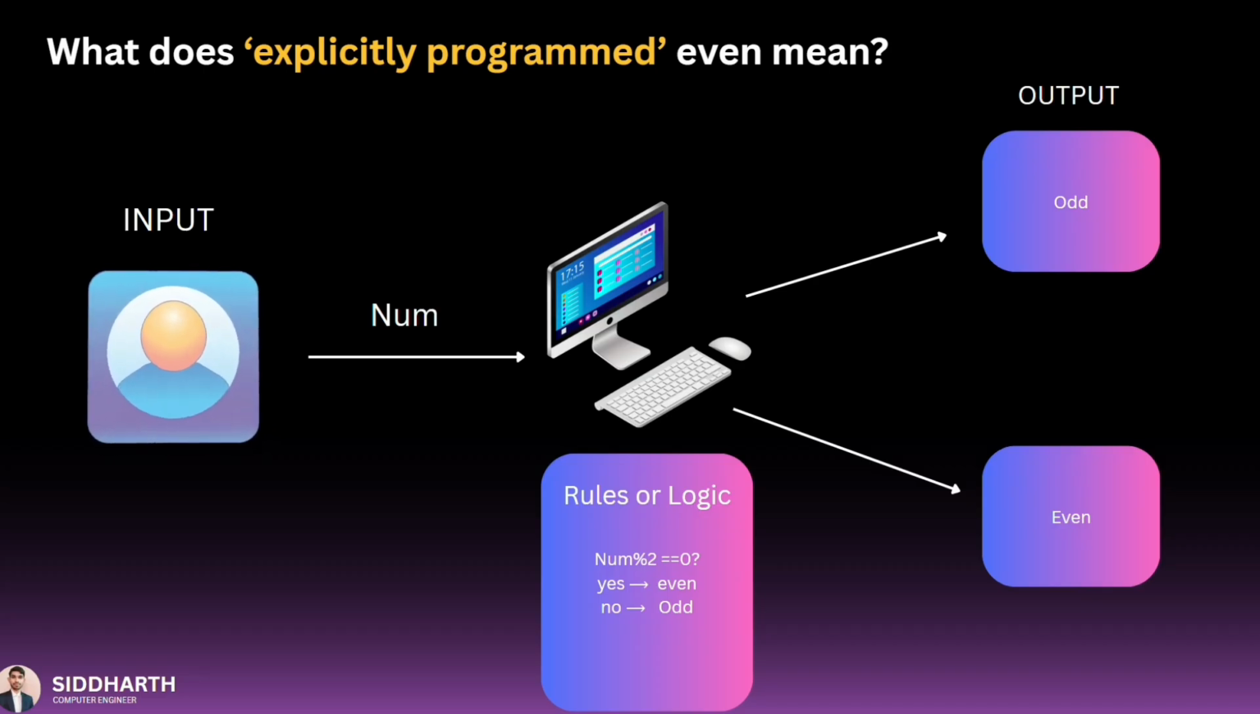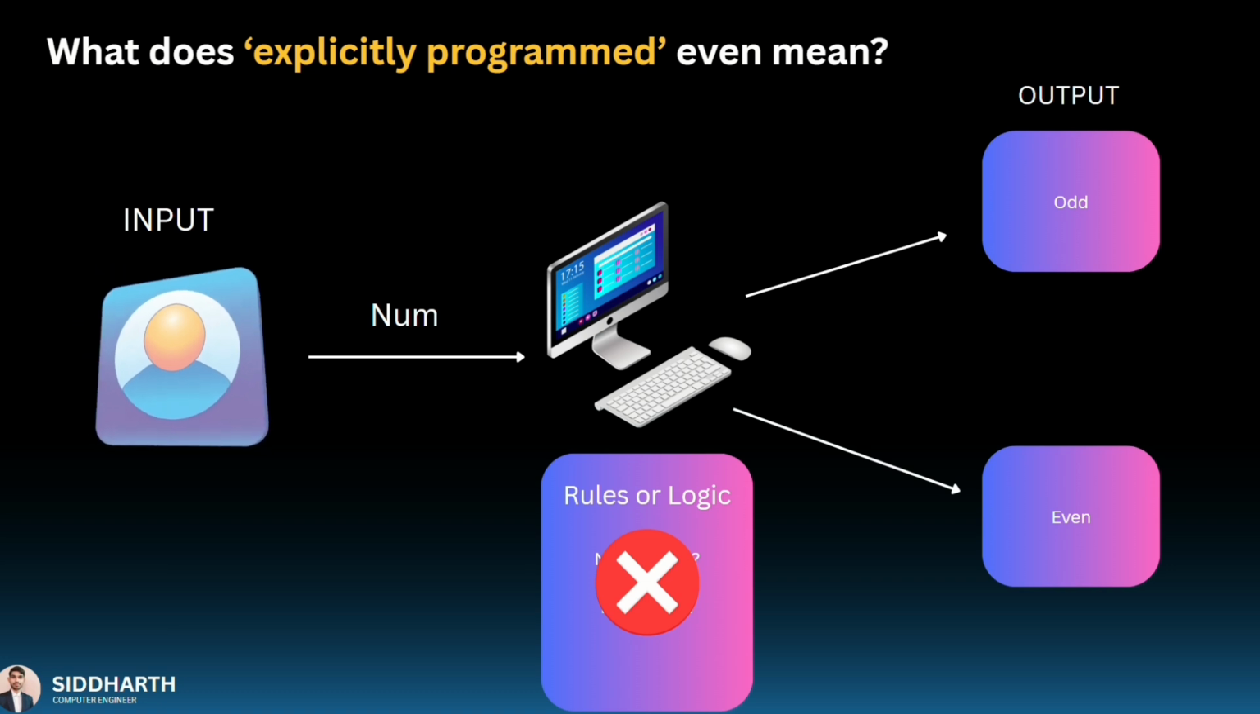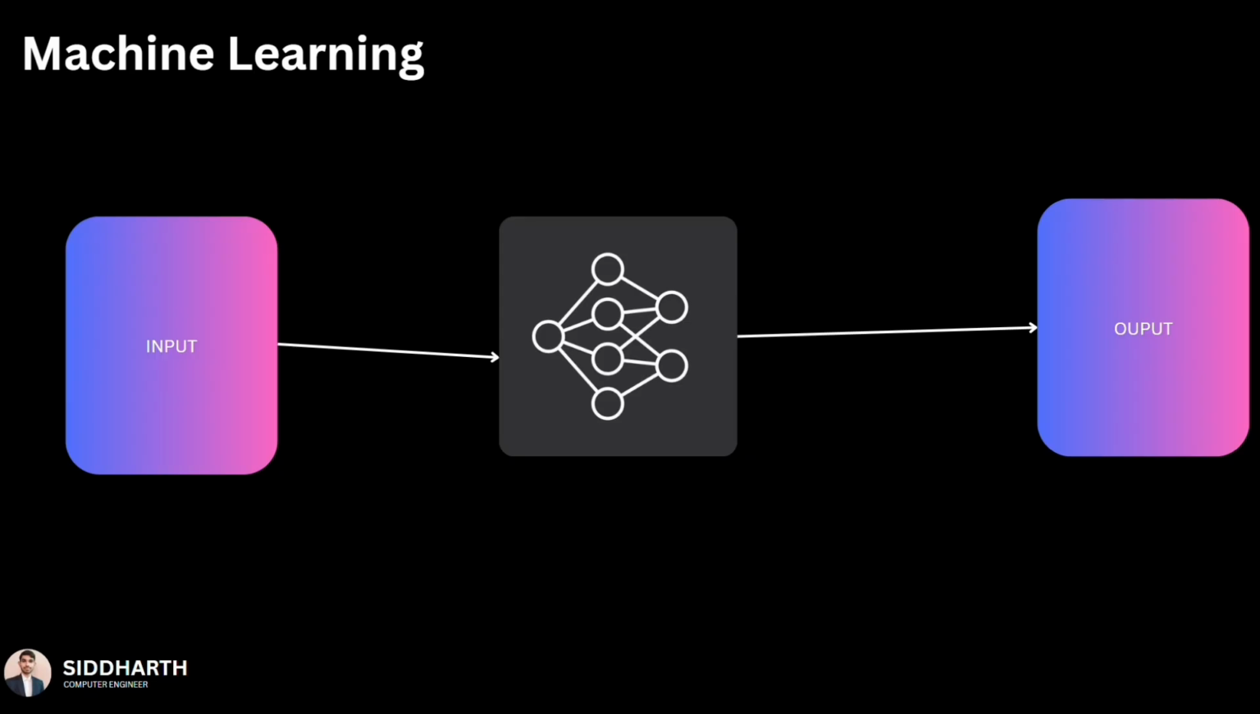Imagine traditional programming as this. We give the computer some input data, rules or logic, and it gives us an output. Let's say we are checking if a number is even or odd. We write if number modulus 2 equal to 0, right? The program doesn't learn anything. It just follows the rules we give it. But machine learning flips this around. Here is what it looks like. We give the computer some data, some expected output, and it learns the rules or patterns by itself using algorithms.